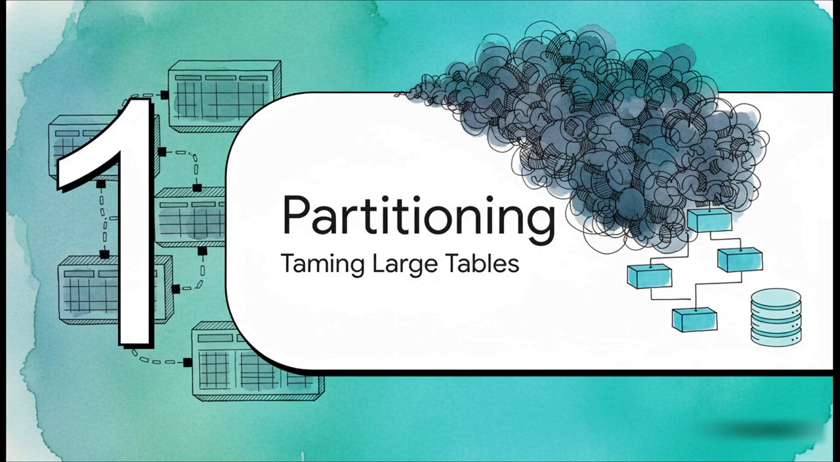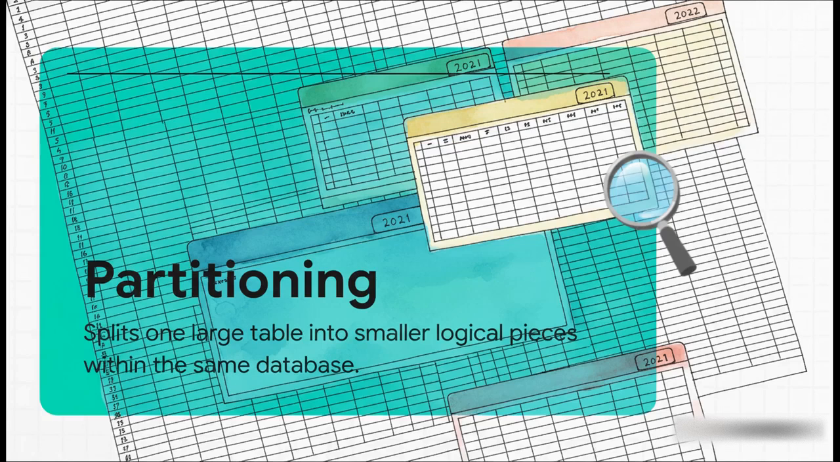Okay, our first strategy is called partitioning, and you can think of it as a way to tame these truly gigantic tables, all while staying within a single database server. Here's a good way to think about it. Imagine you have a massive single-sheet Excel file with millions and millions of rows. It's super slow, totally unwieldy. Partitioning is basically like splitting that data into organized separate tabs, maybe one for each year, but it's all still inside the same spreadsheet file. It's the exact same data, just a whole lot better organized.